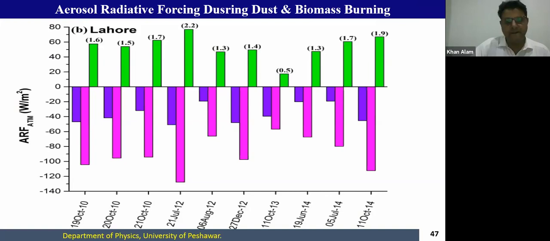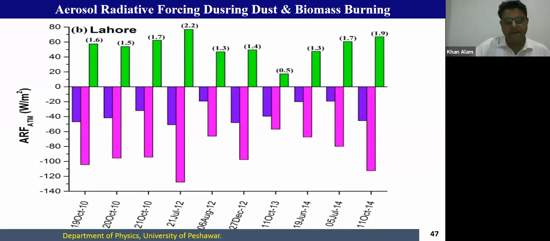And the bracket 2.2 corresponds to the heating rate, which is calculated in Kelvin per day. So the positive forcing for these biomass burning or smoky days and for the dusty days are calculated.